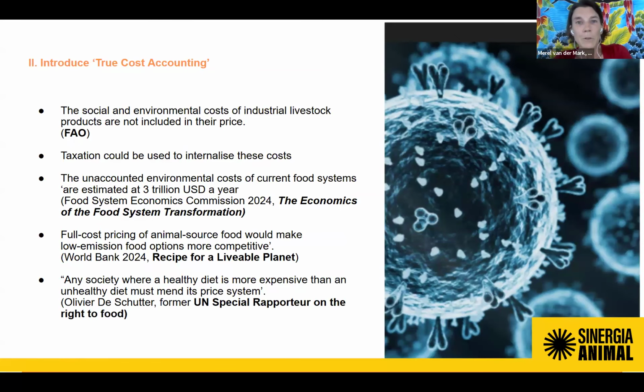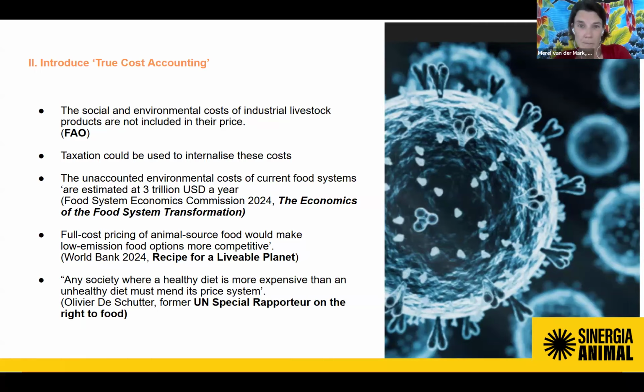Another key step is introducing true cost accounting into food systems. At present, the price of many livestock products does not reflect their full social and environmental impacts. Costs such as greenhouse gas emissions, water pollution, biodiversity loss, and health impacts are often borne by society rather than included in the price consumers pay. True cost accounting aims to make these hidden costs visible and incorporate them into economic decision-making. One way to do this is through taxation, which can help internalize environmental costs and ensure prices better reflect the real impacts of production.